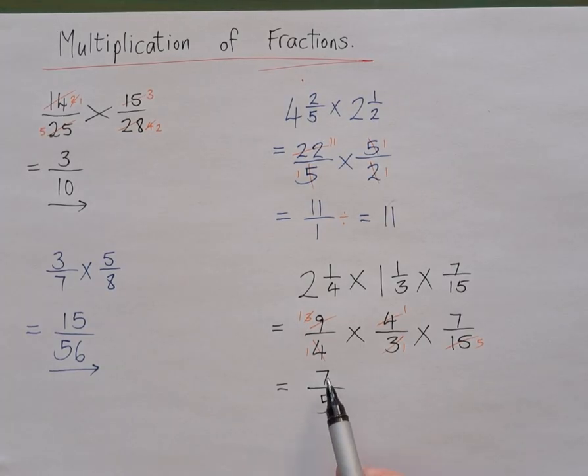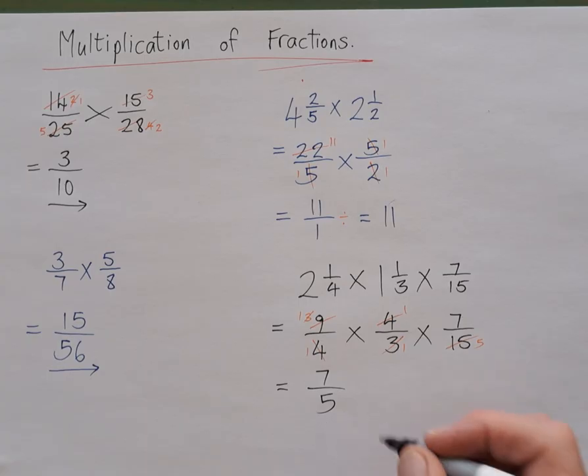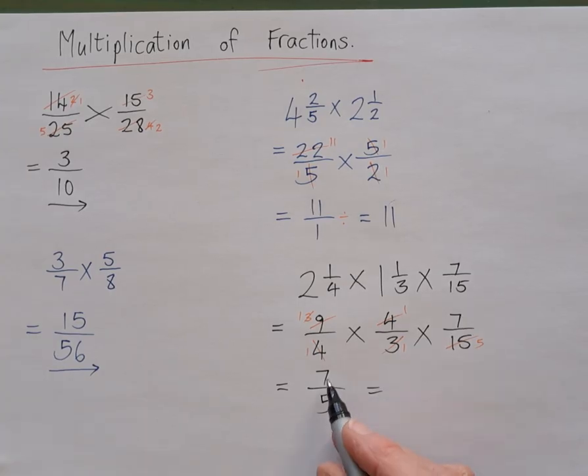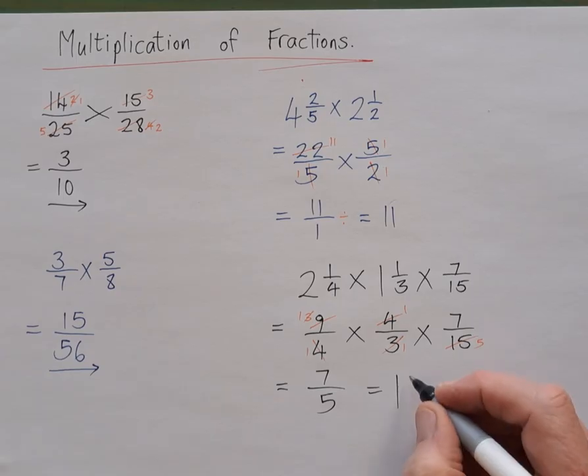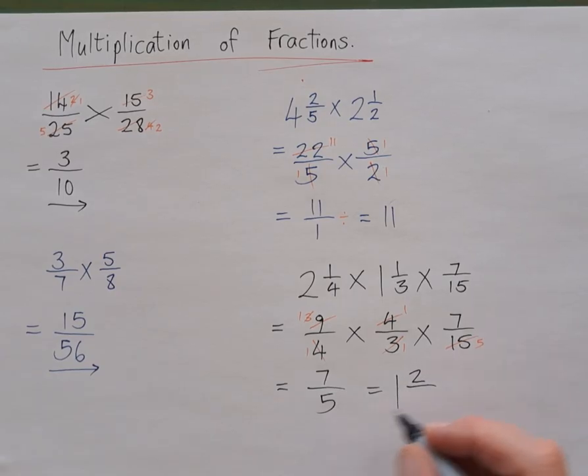So again, remember this means 7 divided by 5. How many times does 5 go into 7? Once. How many remain over? 2 over the same denominator. And that is how easy multiplication of fractions can be.